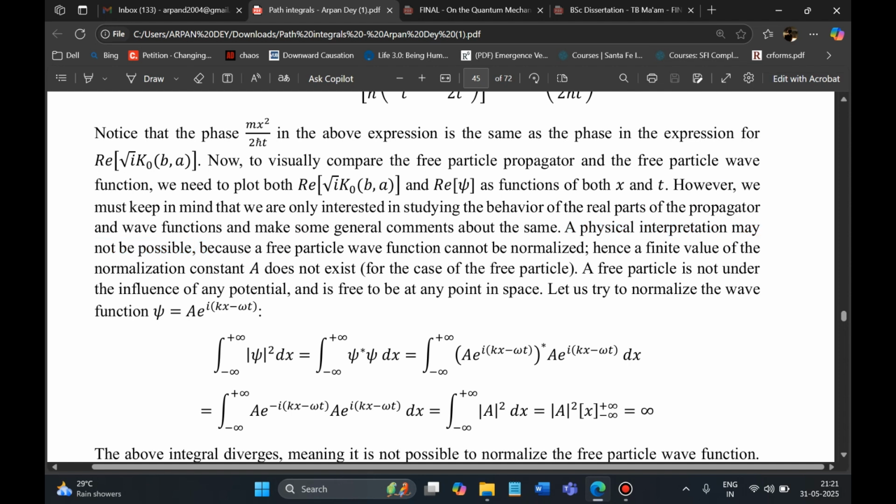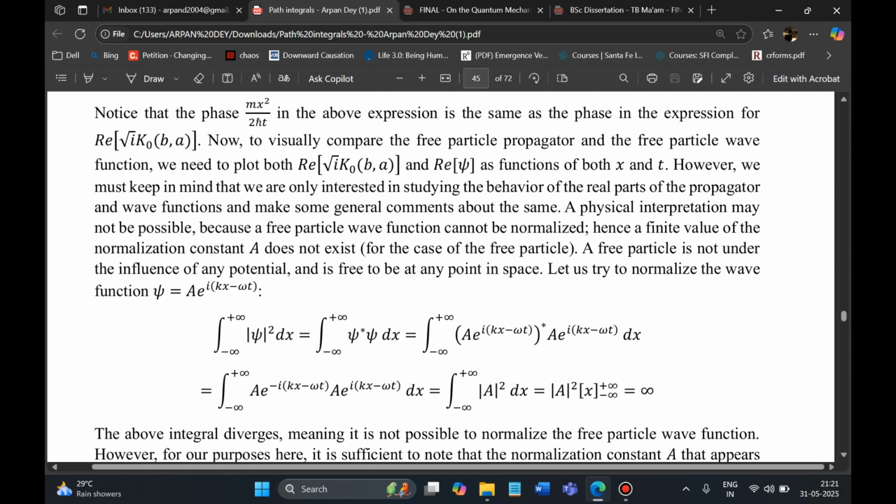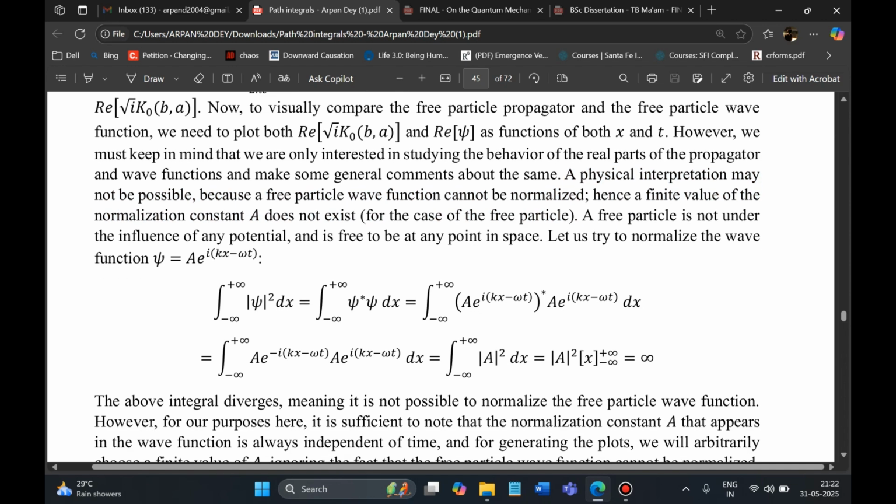Why? Because a free particle wave function cannot be normalized. You can think of it like this. A free particle means the particle is not under the constraint of any potential field or anything. So you can find the particle anywhere in the universe. It's free to move. It has no potential energy, no potential constraint. It is not experiencing any potential. That's just an argument to make you understand why the free particle wave function cannot be normalized. But we can also think about it mathematically.